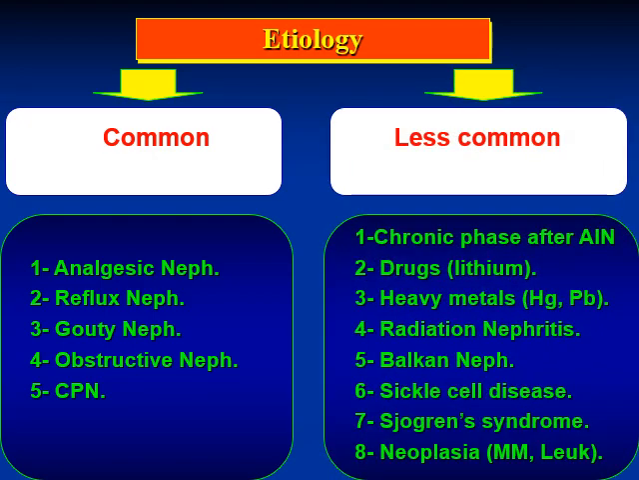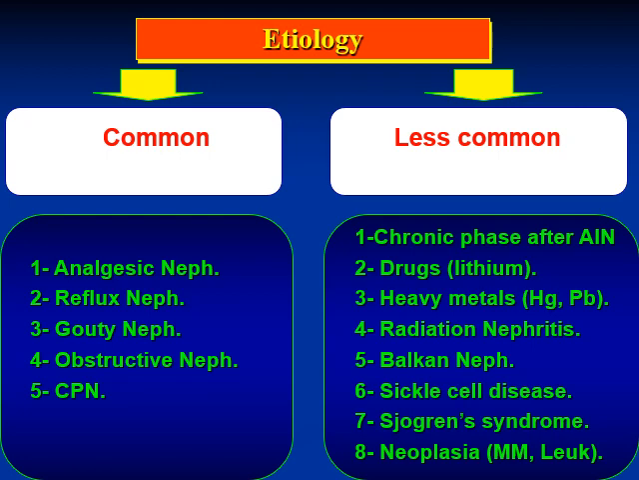Less commonly, chronic interstitial nephritis might occur in the chronic phase after an acute interstitial nephritis, or due to exposure to drugs containing lithium, such as the antipsychotic drugs, or exposure to heavy metals, including lead, mercury, and cadmium, or due to radiation nephritis, which occurs as a complication of irradiation when the kidney comes into the field of irradiation without adequate protection. 6 to 12 months after the exposure, the patient develops a severe hypertension and a progressive chronic kidney disease.